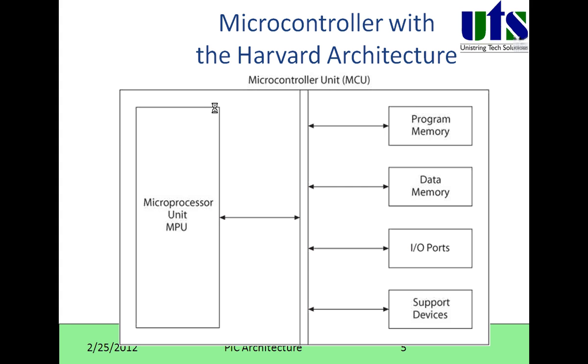So which is faster? We can say Harvard architecture is faster, because we can access both program and data simultaneously. In Von Neumann architecture, there is only one bus, so we can access either the program or the data. That's why Harvard architecture is very fast compared to other microprocessors.